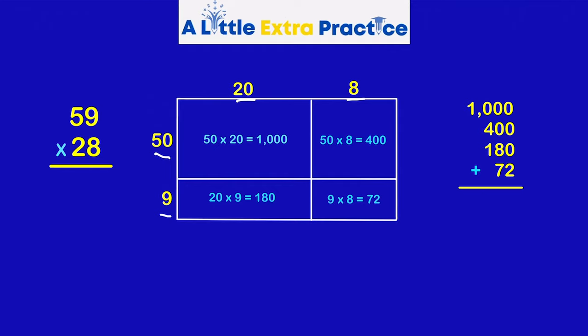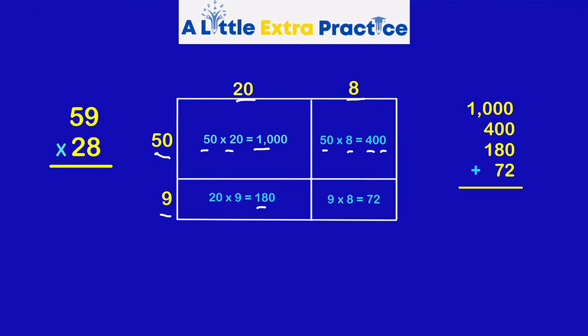What we're multiplying is basic multiplication facts and then multiplying with zeros. Two easy concepts. So 50 times 20, 5 times 2 is 10, add the two zeros. 50 times 8, 5 times 8 is 40, add the zero, 400. 9 times 20, 9 times 2 is 18, add the zero, 180. 8 times 9 is 72.